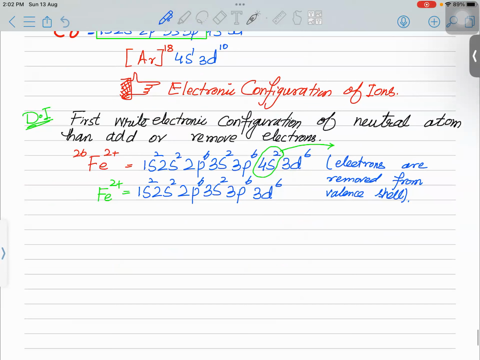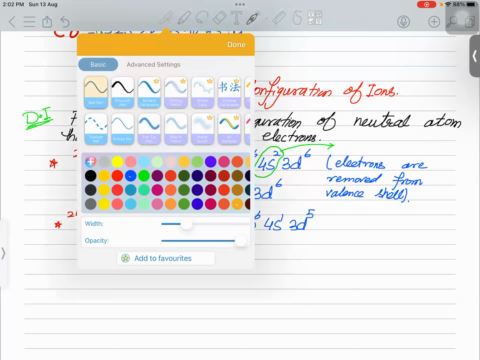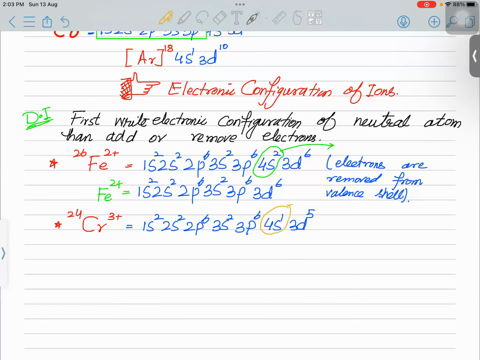Now, Isa, chromium plus 3. Can you try it? Yes. 1s2, 2s2, 2p6, 3s2, 3p6, 4s1, 3d5. Very good. So, which one is the valence? The fourth one. So, one electron is removed from 4s and 2 electrons from 3d.